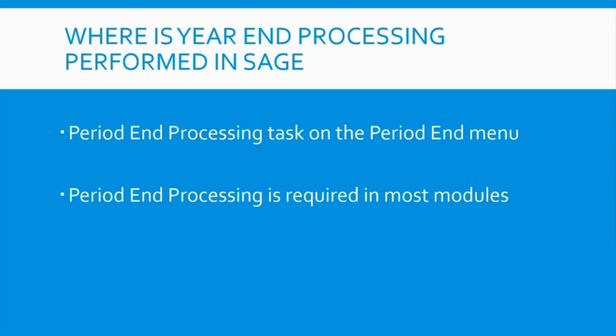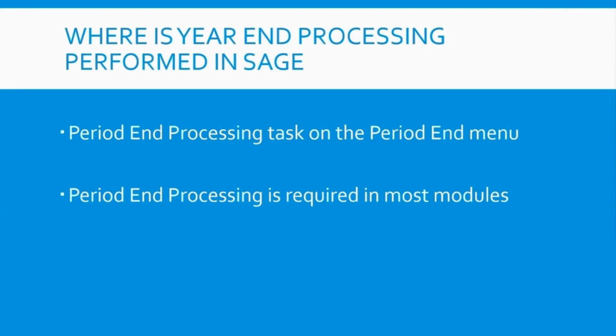So I think, is it required? We can have them in different periods, but is it required? Yeah. Most of the modules have a year-end or period-end process that you run. Most of the transactional modules will have it. So general ledger, accounts receivable, accounts payable, sales order, inventory, purchase order, they have period-end processing tasks. And they all have to be run separately.